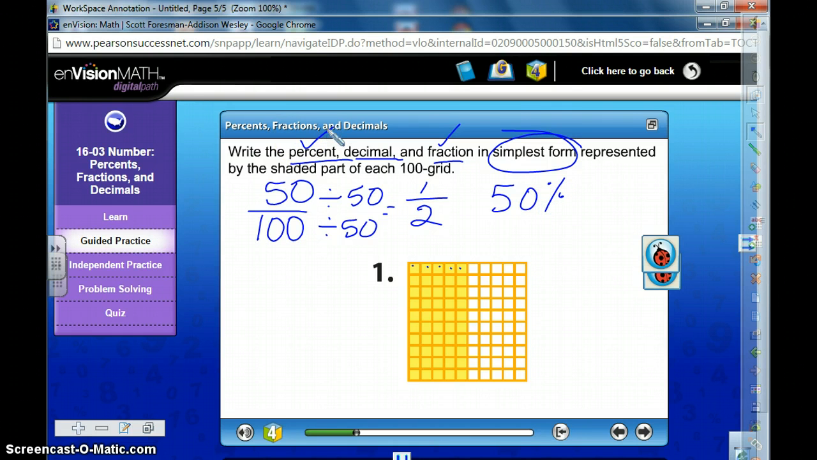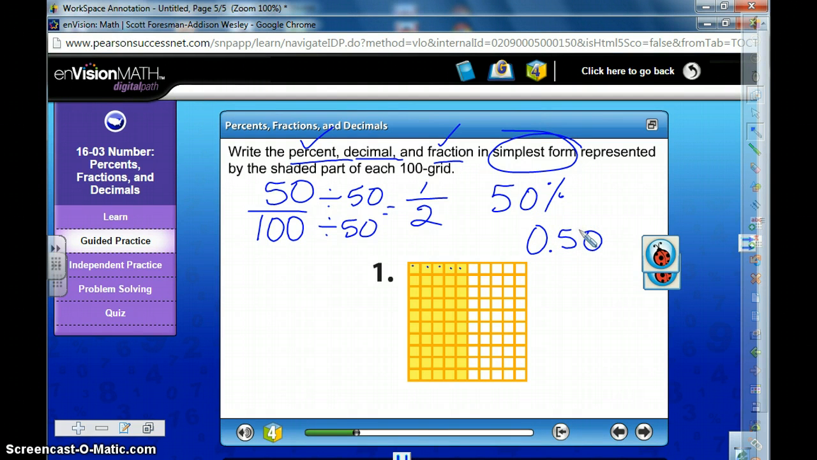Now I need to put this as a decimal. This says 50 hundredths. How do I write 50 hundredths as a decimal? Dylan? 0 and 50 hundredths. Okay, 0 point, and now I want you to tell me what should I write next? 50.